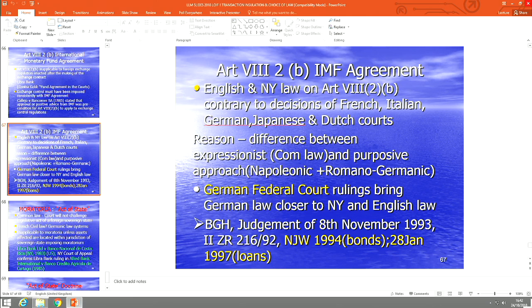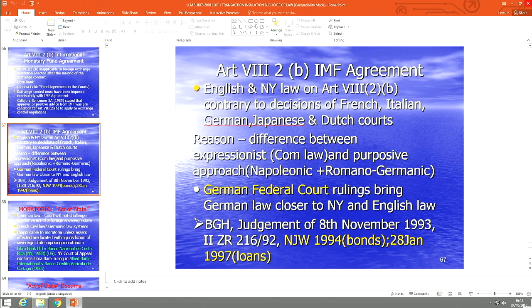Yes, but let's do that in Finance 3, shall we? You're absolutely right. A currency swap falls within Article 8.2b in accordance with the New York law and English law rulings. Yes, absolutely. But we'll come to that. That's why I said with one exception in derivatives. That's the exception, currency swaps.